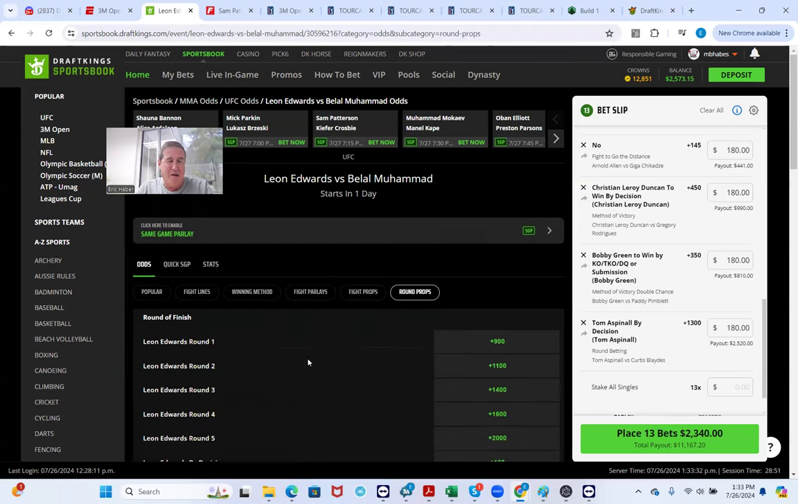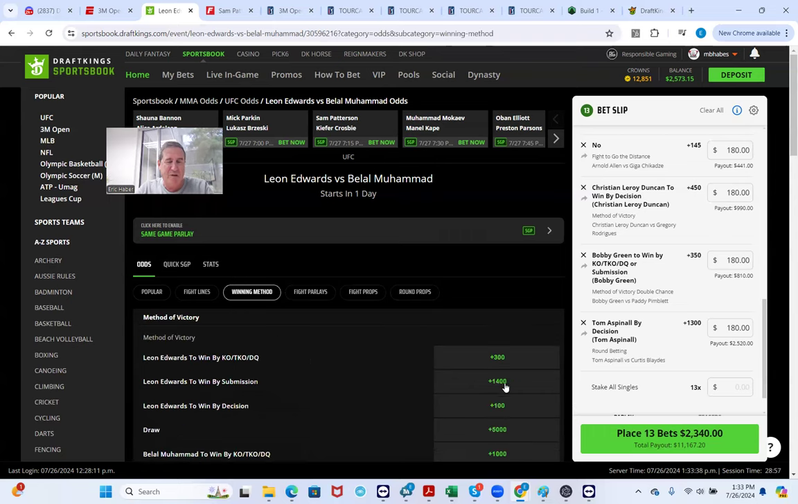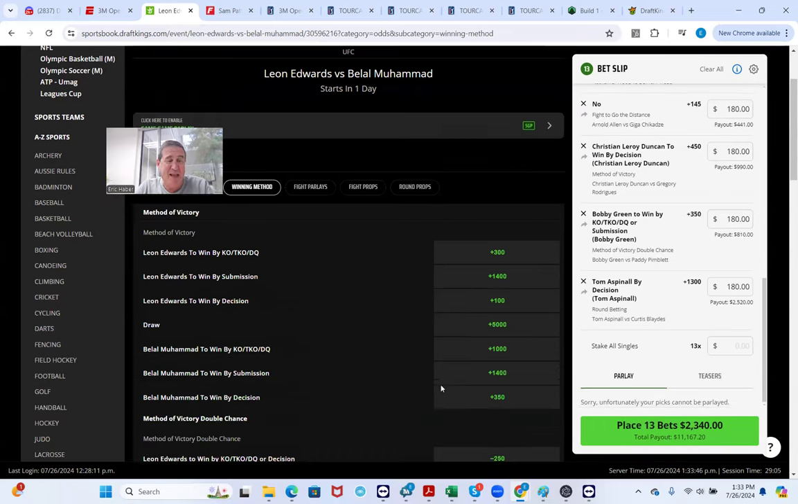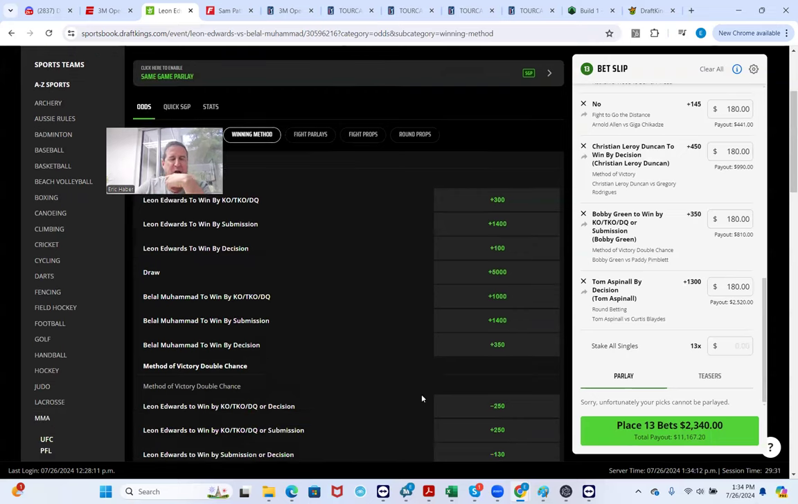Let's see. All right, so forget the rounds for a second. Let's look at winning method. Let's just go backwards. Edwards by sub. Oh, goodness. Edwards by sub plus 1400. Well, no one's expecting that, right? Bilal Muhammad by sub plus four. I think either of these fighters by sub is probably a good look, right? Boy, oh boy. I wouldn't know which one to pick. I mean, yes, I would. It would probably be Muhammad, but all right, let's go back.